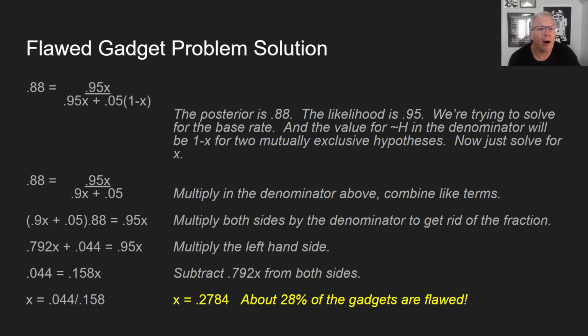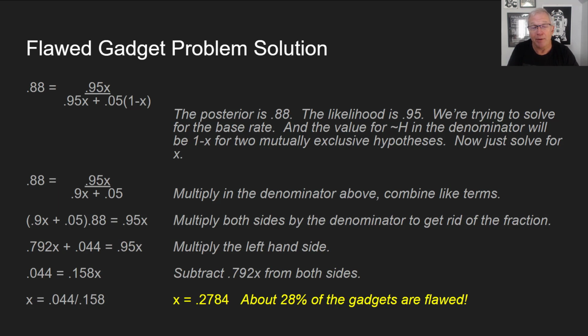What's the prior base rate of gadgets being flawed from the factory? I just walked into the factory and I just grabbed one off of the assembly line and I tested it. And I got an answer, and now I can use that piece of information to figure out about the whole factory that it actually has, it's a really bad factory. 28% of the gadgets that they produce are flawed. But I did that with my one piece of information by working backward and solving for the prior.